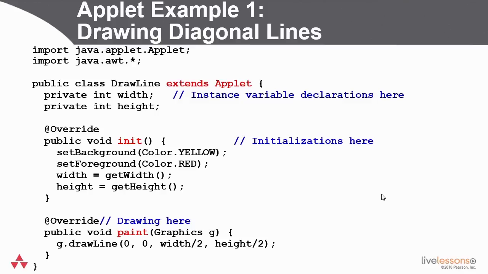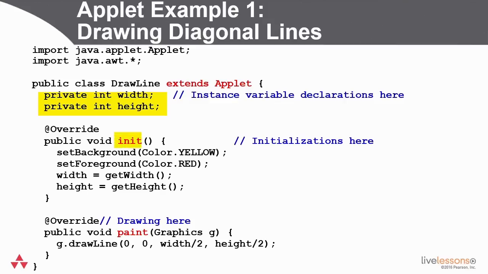Okay, first, drawing lines. So we said that you normally use import statements for applets and that you always extend the applet class. So we do that. And then I said that most of the time you have instance variables in classes, and applets are classes, so you have some instance variables here. And I said that most of the time you do some initialization that doesn't need to be repeated every time the screen is redrawn. You do that in init.